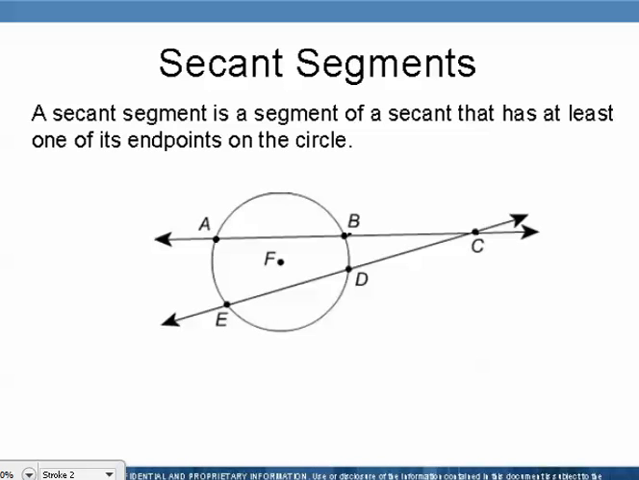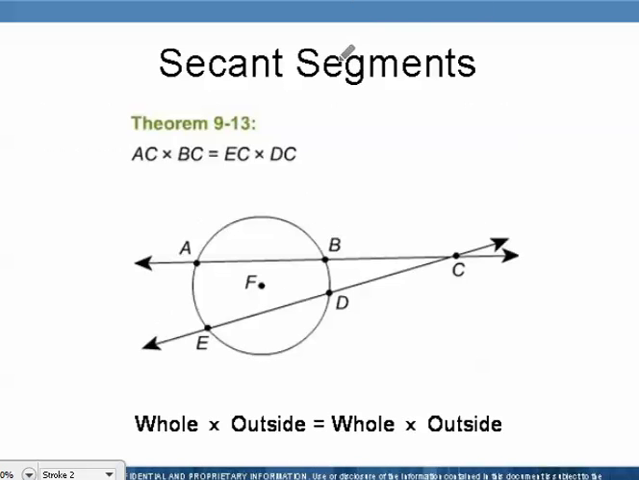There is a very interesting theorem here, and the theorem is not hard to remember. The theorem states that the whole times the outside. That means the whole secant segment, that means from A to C, times the outside portion, B to C. So these two secants intersecting outside the circle, whole times the outside will be equal to whole times the outside. Okay, that's the way I've always remembered this. Whole times the outside is equal to the whole times the outside for two secants intersecting there. Really easy to do. Okay?